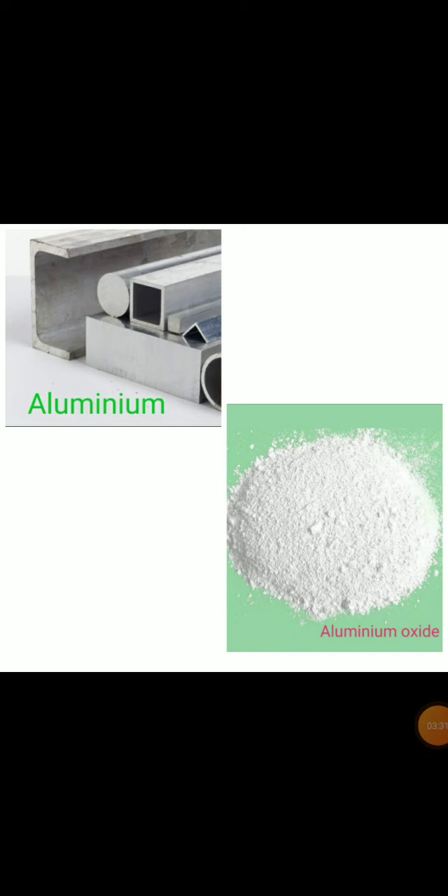Let us see another example. If we take aluminium metal, when aluminium combines with oxygen, it forms aluminium oxide. If a small piece of aluminium is burnt in the presence of oxygen, it forms aluminium oxide.